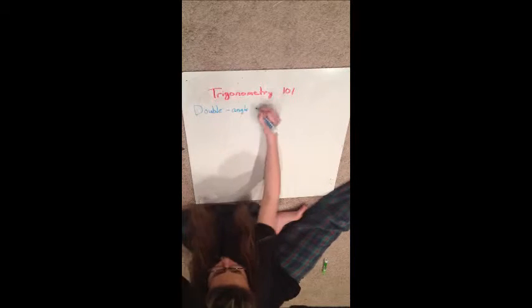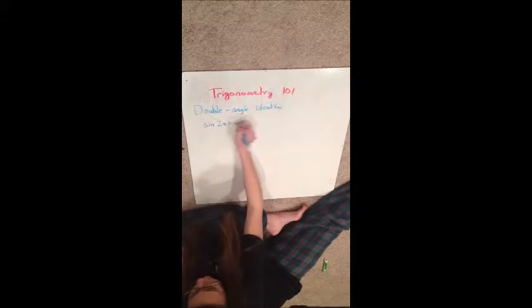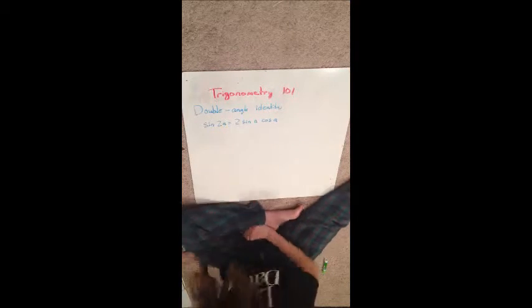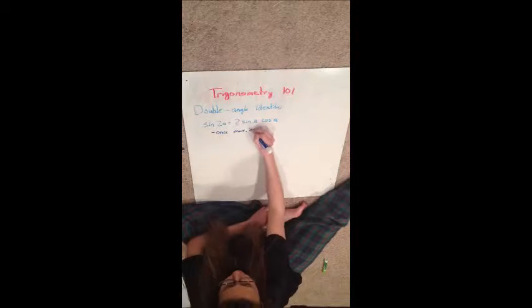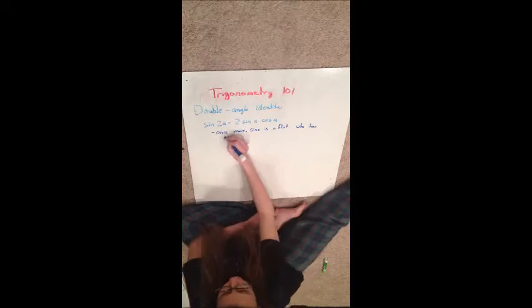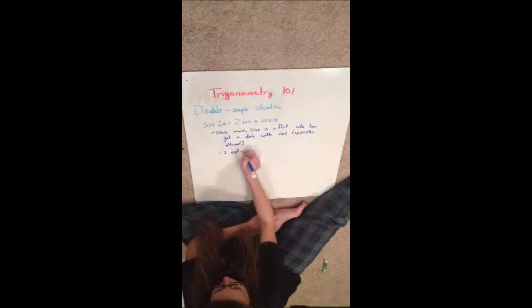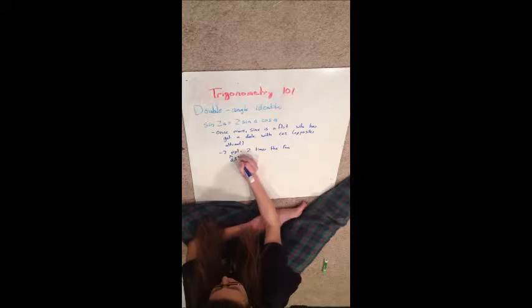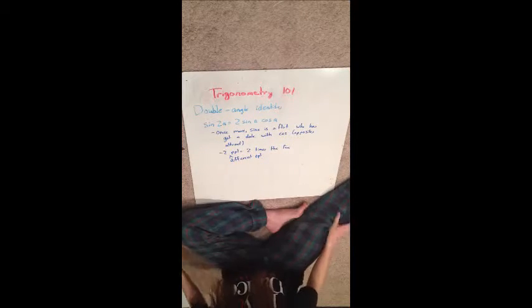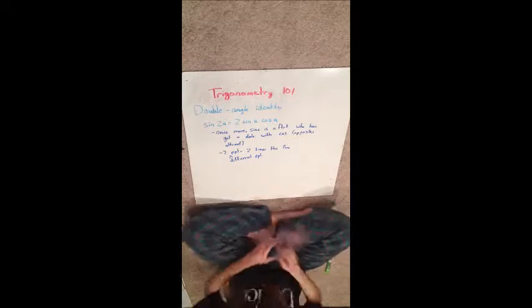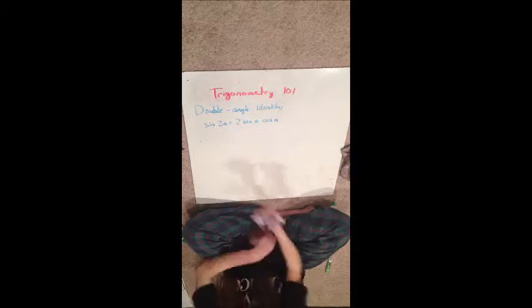Double angle identities refer to when you're trying to find the trig function values of an angle double the size of the one you were given. Sine of 2A equals 2 sine of A cosine A. One way to remember this is that sine is again a flirt, and you don't want to date the same person as yourself, and two people are more fun than being alone.